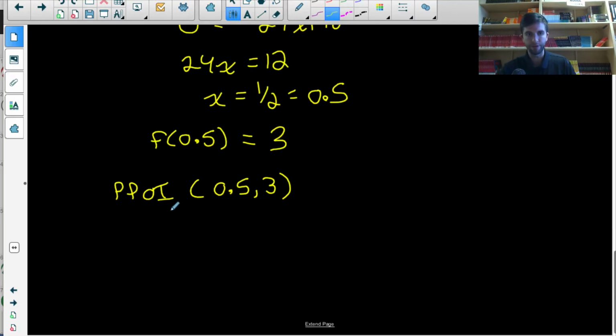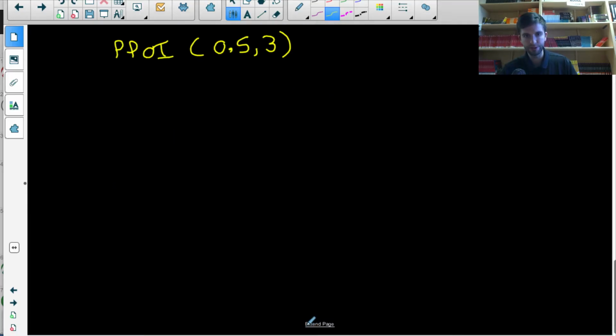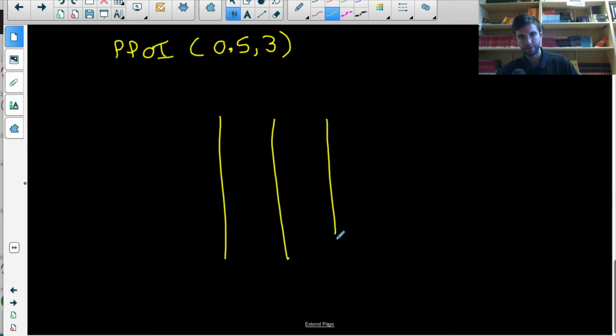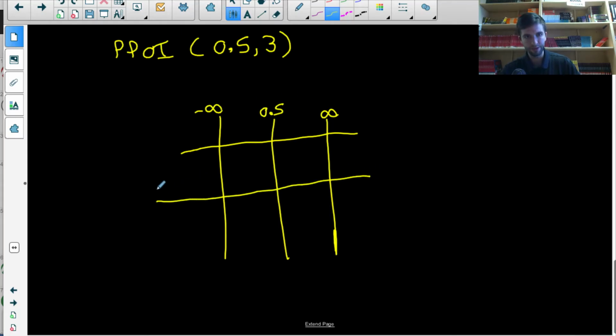So that's a point where the function might switch from being concave up to concave down. To test if that actually is a point of inflection, we're going to make a chart where we test the value of the second derivative around that possible point of inflection. Our possible point of inflection was at 0.5, and we're going to pick an x value on either side of it and see what that does to the value of the second derivative. Does it make it positive or negative? And what does that tell us about the original function?